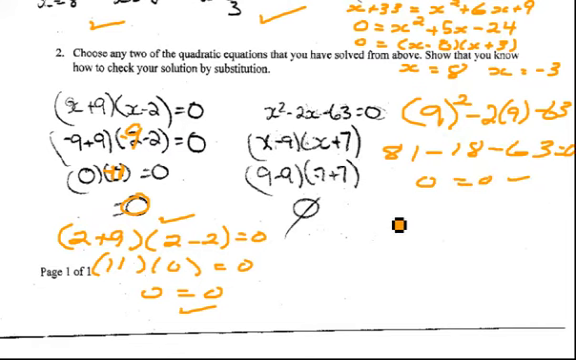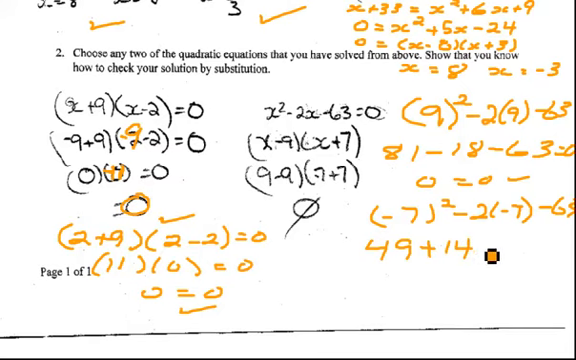Then you could do the same thing with the negative 7. You put the negative 7 in for the x. Minus 2 times negative 7 minus 63, and that has to equal 0. This, of course, is 49 plus 14, because it's a minus times a minus. Subtract 63 equals 0. And 49 plus 14 is 63, which means that this checks as well.